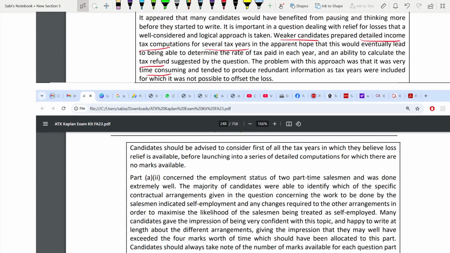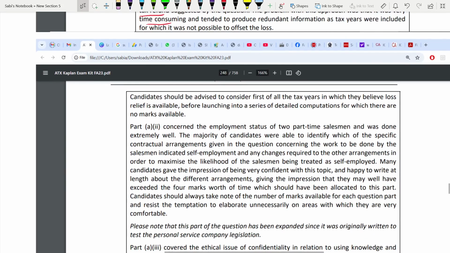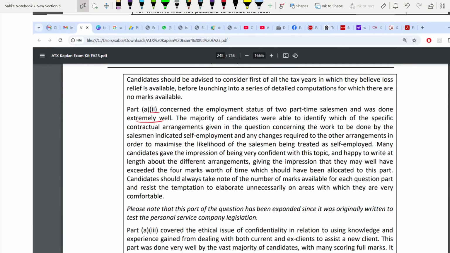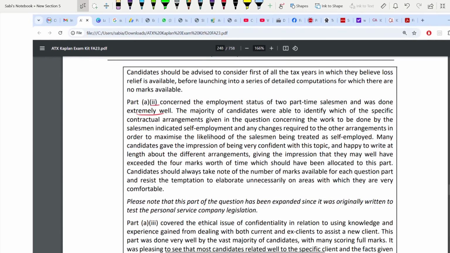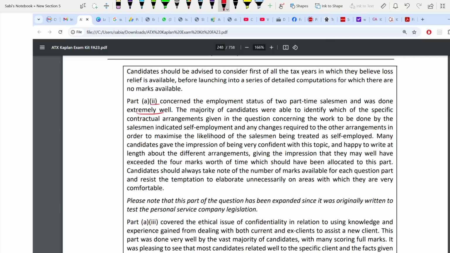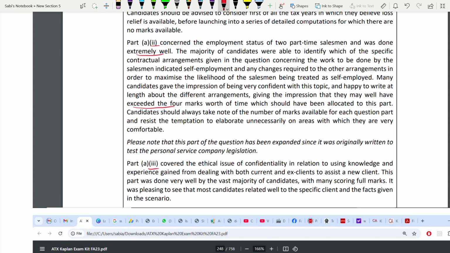Now, the second part. This is also done extremely well. Employment versus self-employment. Okay. They were able to identify it. Now, one thing: because they know the topic, they wrote it in great length because they know everything about it. Don't do this. Stick to the number of marks. Okay. Now, the third part, ethics. This is also done well. In fact, in this paper I can see most of the parts are done well.